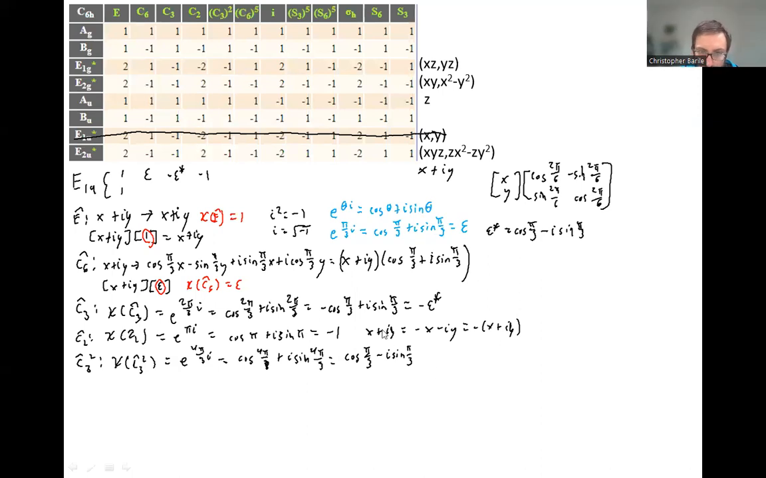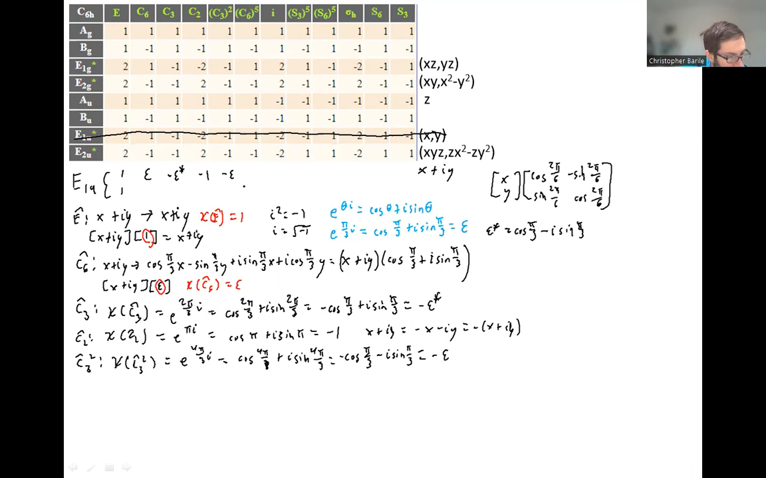Sorry, mental math here was done wrong. So 4 pi over 3 is 240 degrees. So we're bottom left of our unit circle. So that's going to mean cosine 4 pi over 3 is negative 1/2. So that's negative cosine pi over 3. So this is just equal to negative of epsilon, right? Negative of this. So that gets us a negative epsilon.